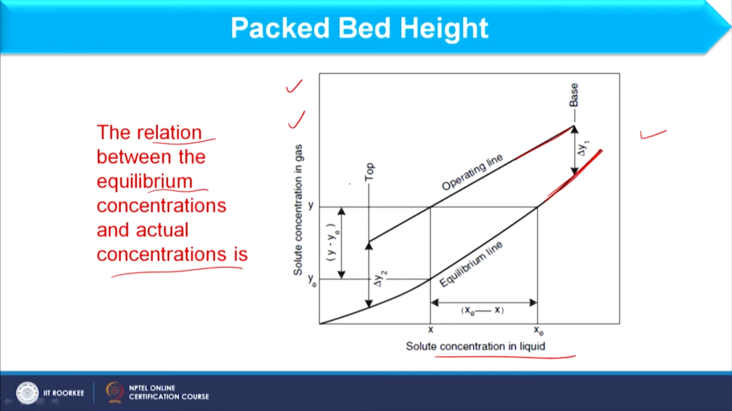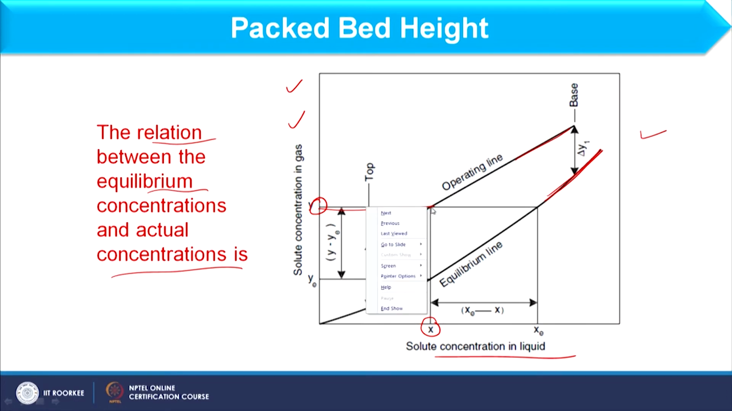So, if I am considering the y axis, here I am having concentration y. Okay. So, when I consider that at the operating time, that is at the operating line, corresponding to y, we can have concentration in liquid phase as x. Okay. So, what is the concentration of liquid at equilibrium condition?